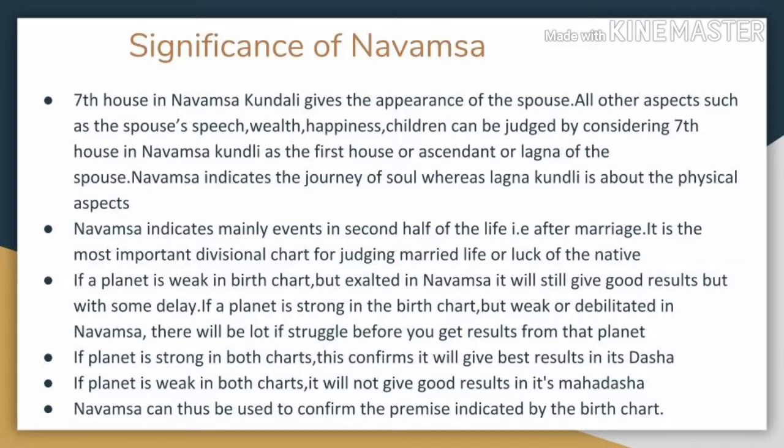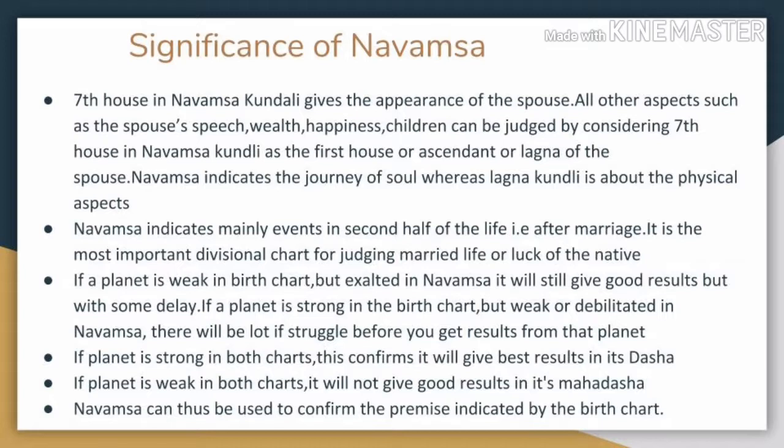Okay, so now if a planet is, say, weak in your birth chart, but the planet is strong in your Navamsa, still the planet will give good results, but the results come after a delay, because Navamsa represents the events in the second half of your life. So even if the planet is weak in the birth chart but strong in the Navamsa, it will give good results. Okay, now let us look at the reverse condition.